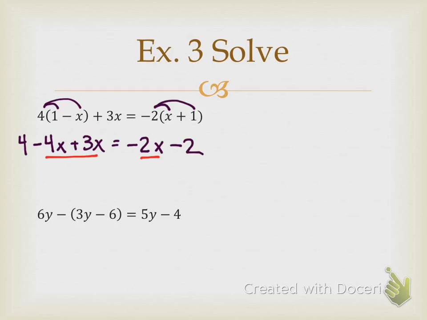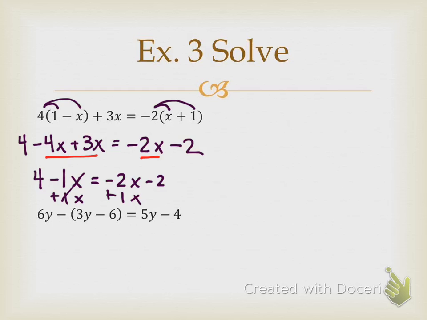Perfect, -4x and 3x. And the reason why we do that is because they're on the same side. So now I have 4. What's -4x plus 3x? -1x equals -2x minus 2. I've still got like terms, so I would either add 1x to both sides or add 2x to both sides. Which one do you want to do? I'd add 1x. Okay, let's add 1x to both sides.